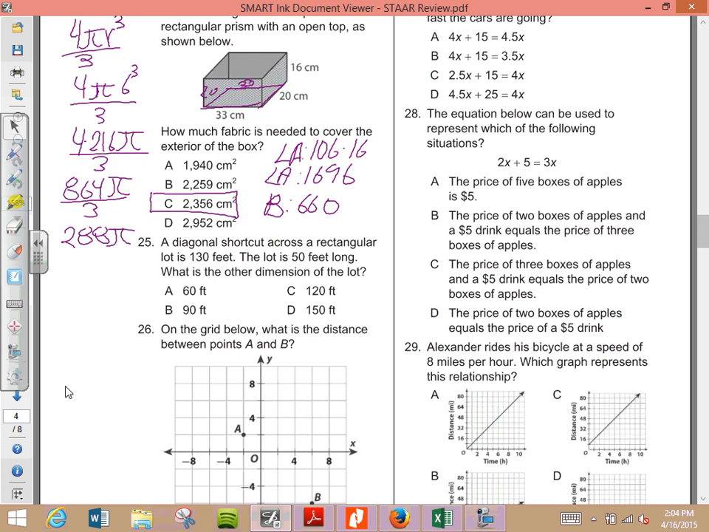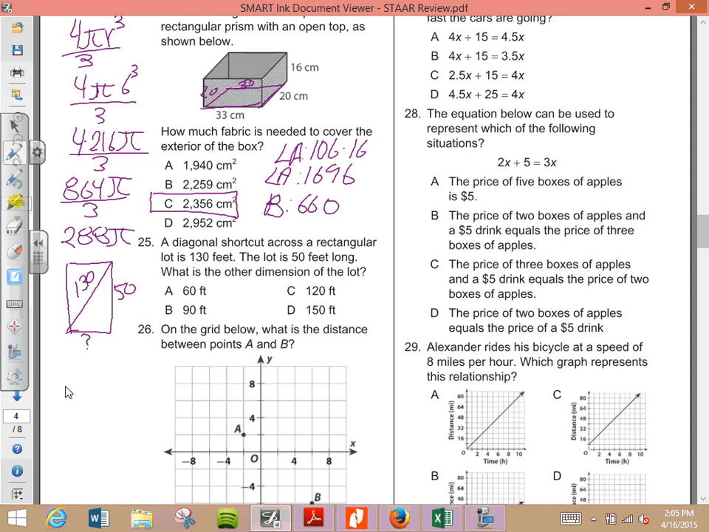A diagonal shortcut across the rectangular lot is 130 feet. Before I even start, what I want to do first, every time you're talking about a particular shape, you draw the shape. When you draw the shape, you have a better idea of what they're talking about. So it's a rectangular lot, right? And diagonally, it measures 130. The lot is 50 feet long. What is the other dimension of the lot?